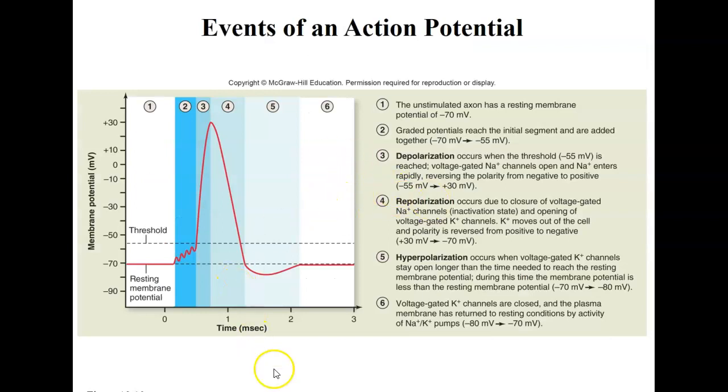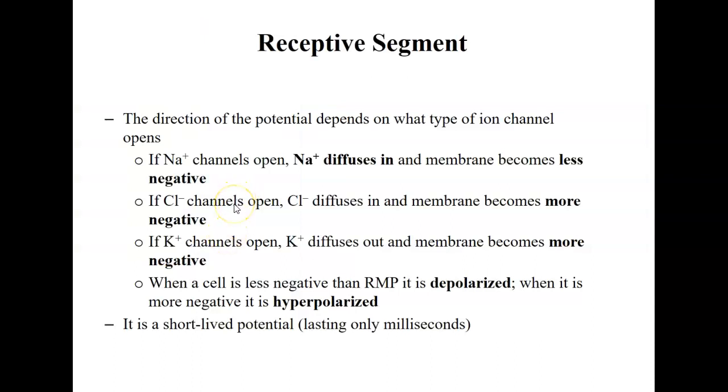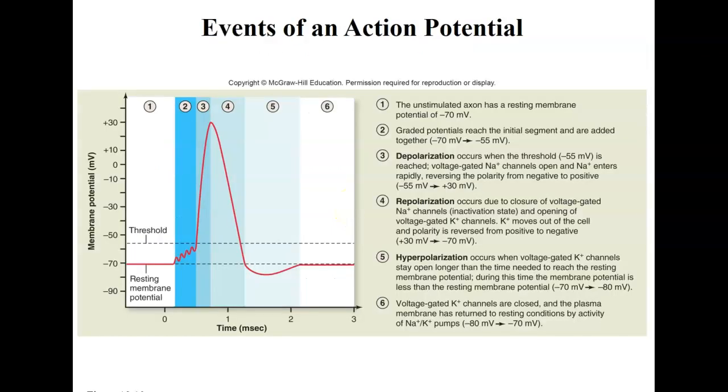So when we say it's less negative, what we mean is when sodium opens, it's not as negative and it's going up toward that negative 55 threshold value. If chloride channels open and chloride diffuses in, more negative charges are diffusing in, and the membrane becomes more negative. So in this case, if chloride channels open, realize that this is going to go down away from threshold, and that means it's an inhibitory type of local potential. It's going down this way.